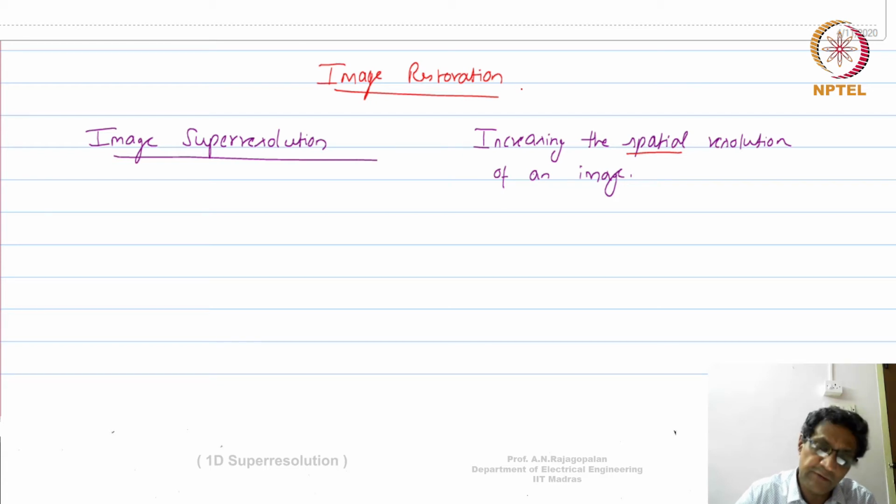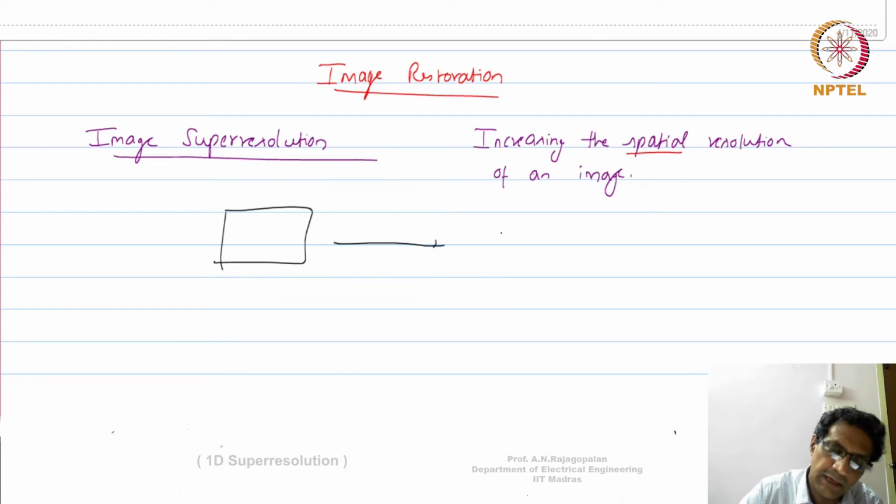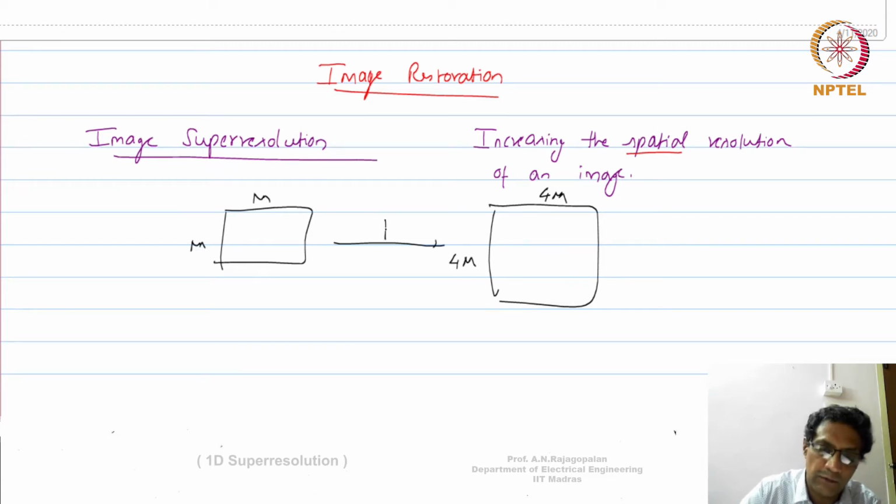Now, increasing the spatial resolution. What it actually means is that, let us say I have a lousy camera. Assume that I have a cheap camera, I don't want to pay much. I just take a cell phone, and it's a low resolution camera, giving a low resolution image. And I would like to bring it up to a higher resolution. So let's say it is M cross M, then maybe I want it to be 4M cross 4M, which means I want to go up by a factor of 4. It could also be 2, 3, 8, whatever it is. So you want to go up by a certain factor.